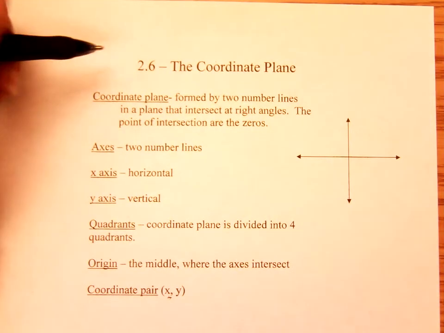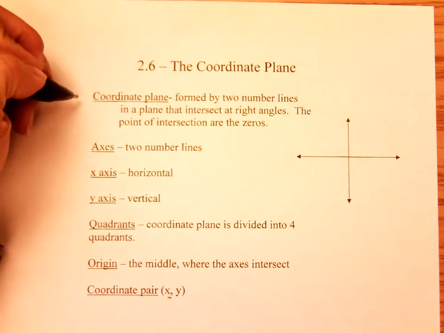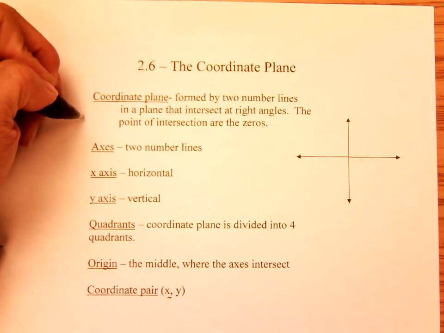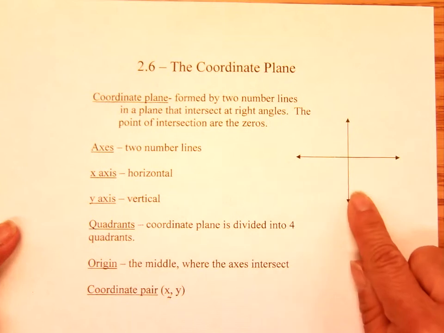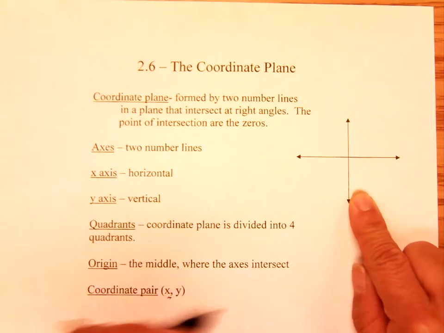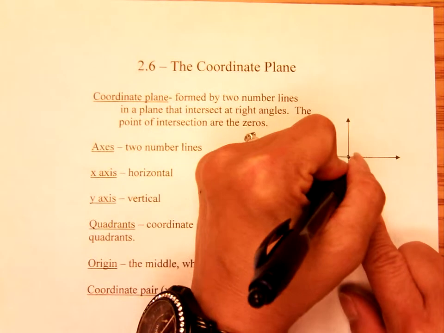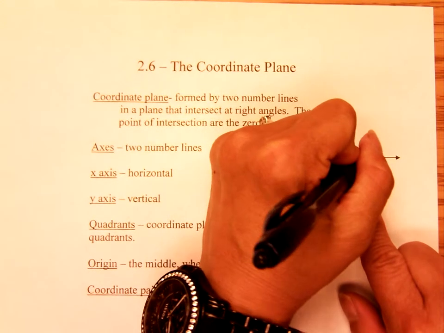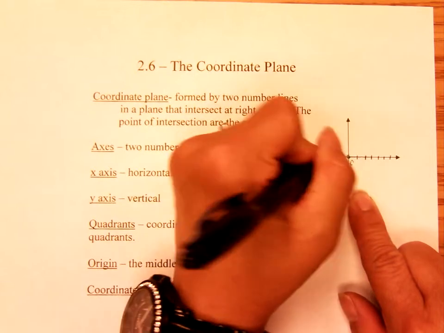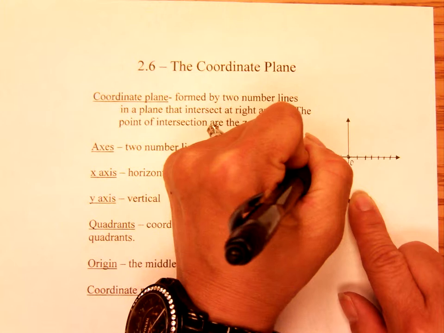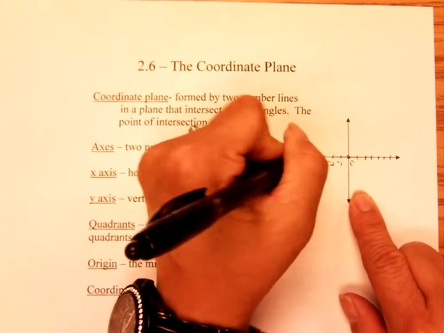So today's lesson is 2.6, the coordinate plane. The definition of a coordinate plane: it is formed by two number lines in a plane that intersect at a right angle. The point of the intersection is 0. If you look here, this is a coordinate plane, and the very center where they meet is 0. Then this would be 1, 2, 3, 4, 5, 6. This would be -1, -2, -3, -4, -5.